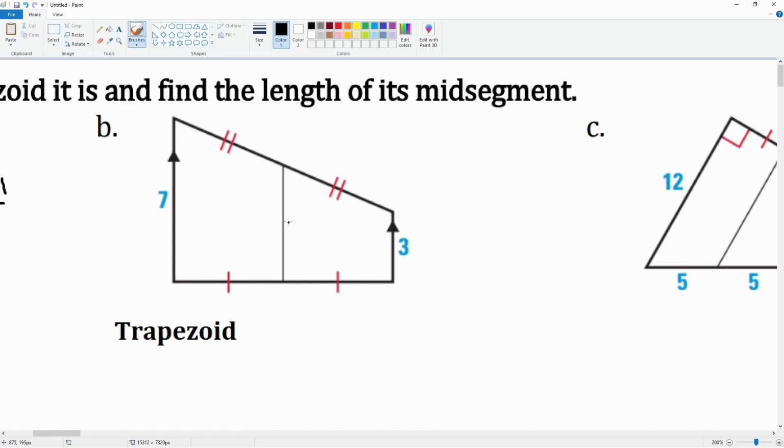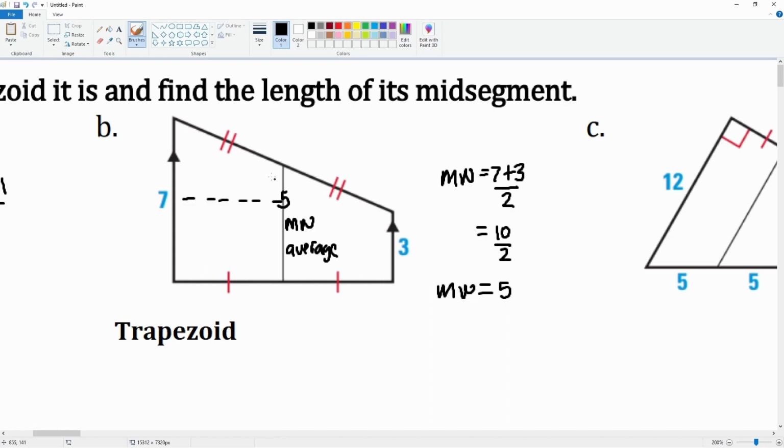Again, the mid-segment here, we can use MN. This is just the average. So MN is equal to 7 plus 3, divided by 2. That's 10 divided by 2, which is just 5. Okay, let's see if this makes sense. If we put the value of 5, how do we go to 7? This is a distance of 2 units. And as well as from 5 to 3, that is also going to be 2 units.